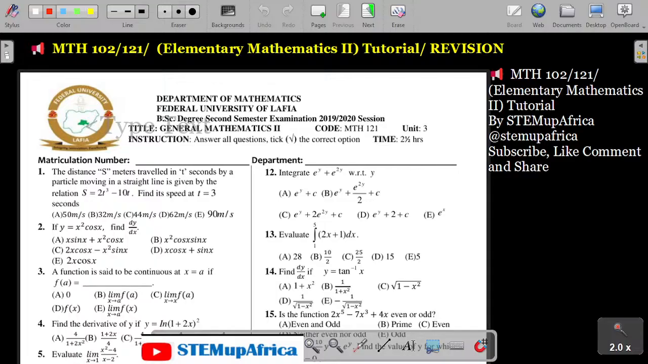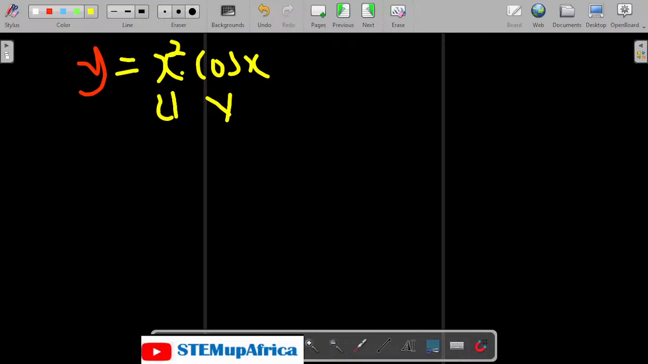That satisfies option C. So let's look at question 2. It says if y equals x squared cos x, find dy/dx. We are given that y is x squared cos x. So this is a product rule. I will write u equals x squared and v equals cos x.